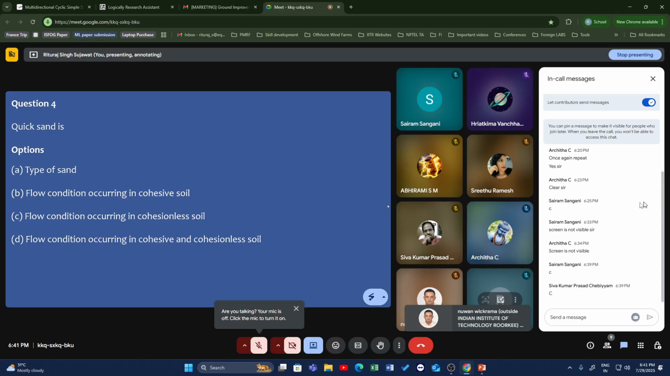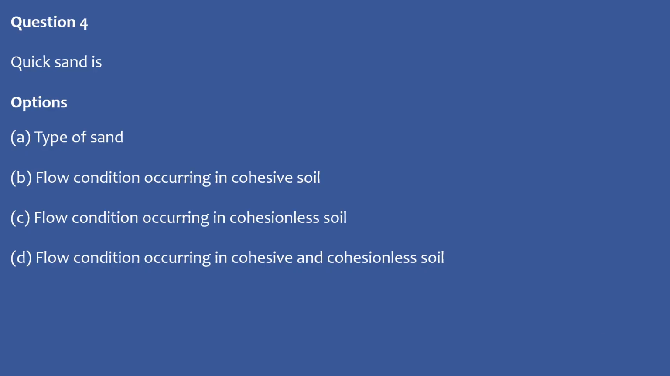Yeah, so let's look upon the answers. We do have answers from some of our learners, so let's check this. The correct answer is the flow condition occurring in the cohesionless soil. So let me explain this. What is a quicksand condition?